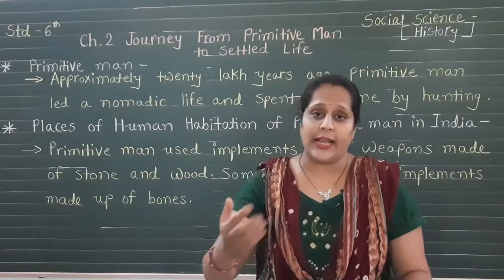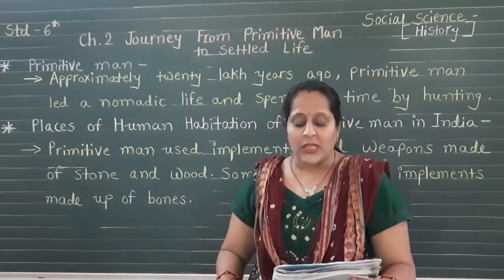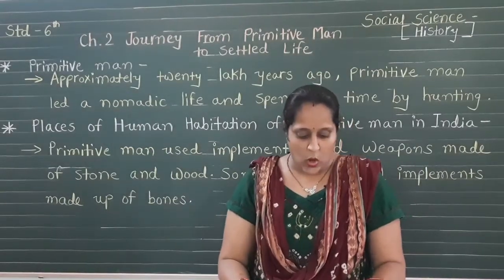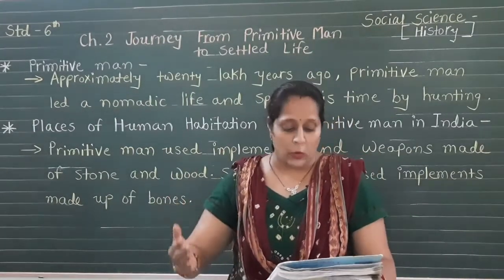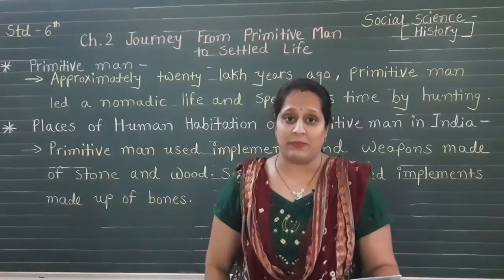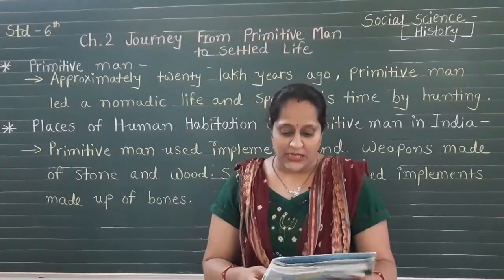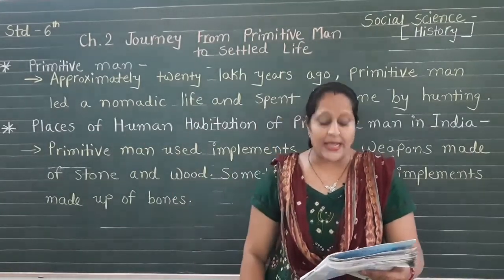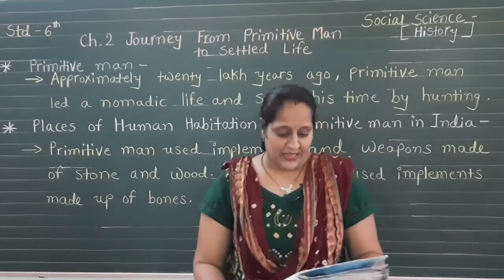Okay, so it was not as easy as nowadays. Sometimes wild animals attacked them. Moreover, some animals were fast in running, so it was not easy for primitive man to catch them. That's why they faced a lot of problems and difficulties at that time. Thus, primitive man used to wander from one place to another in search of food.